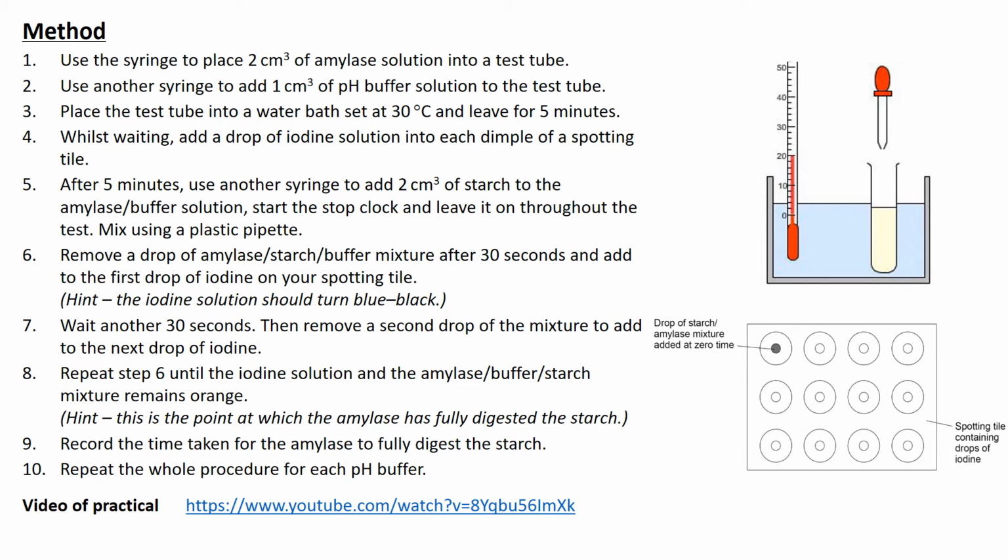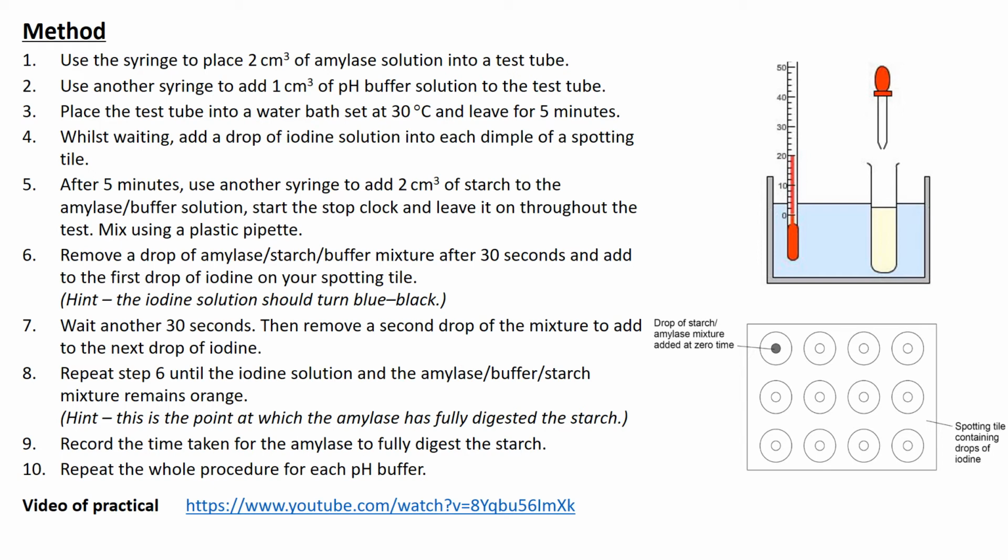So what we're going to do is start off with putting 2 centimetres of amylase into our test tube, then only add 1 centimetre of pH buffer, and that pH buffer holds the pH at that level without letting it change.